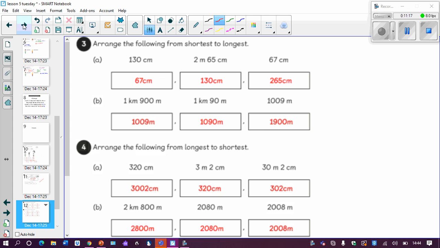Our final question was shortest to longest. Have a look at the board and tick the ones that you have right. Remember, there is no harm in getting answers wrong. That's how we learn.